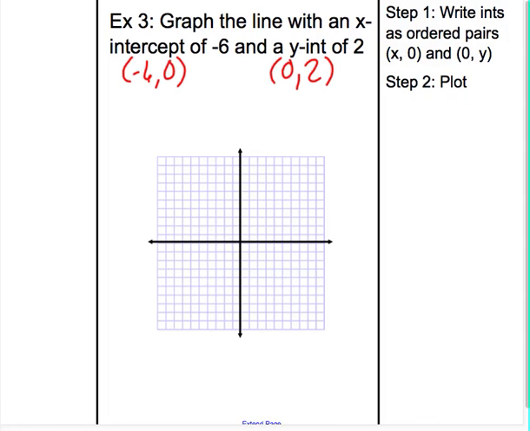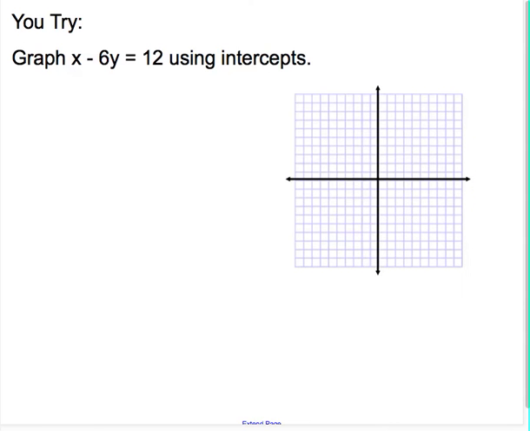And then once we have our ordered pairs, we plot them. So negative 6, 0, and 0, 2. Arrows on the ends of our lines. Here is your U-try problem.